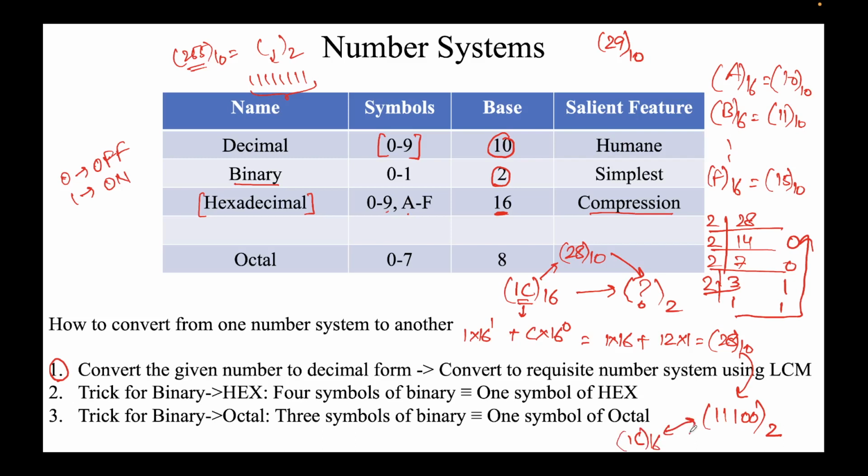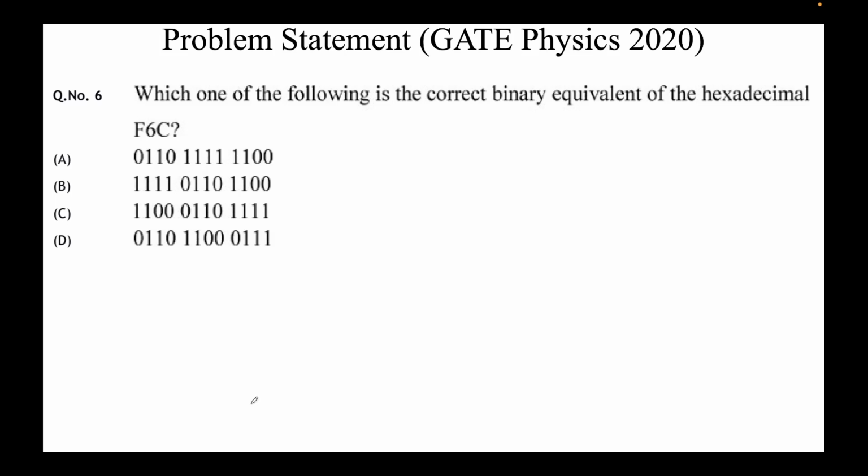Now this is a lengthy approach. These are very small numbers. However, computer scientists deal with a huge number of these symbols. The symbol can be F, and it would be a nightmare to convert it into decimal and then convert it back into binary. So we use a trick. The trick to convert binary to hexadecimal is to just remember that 4 symbols of binary are 1 symbol of hexadecimal.